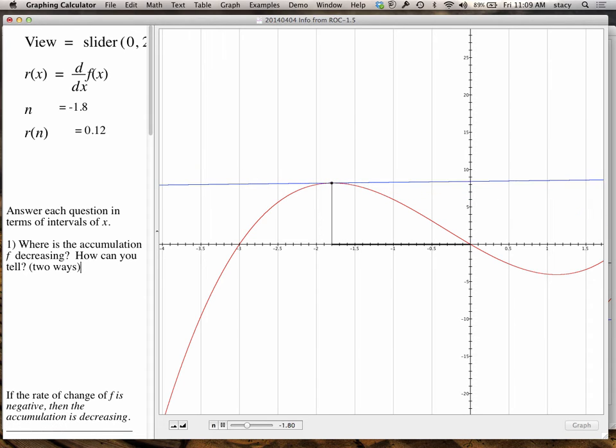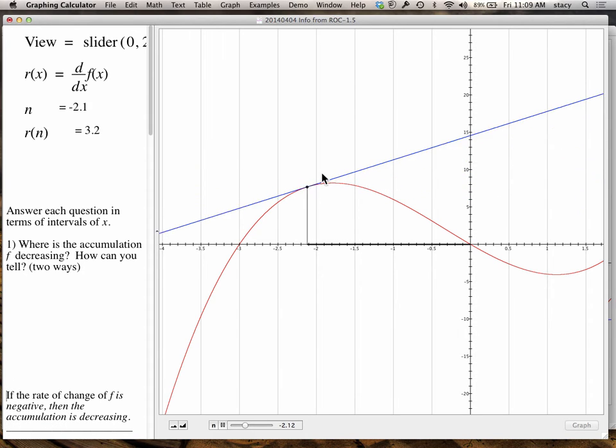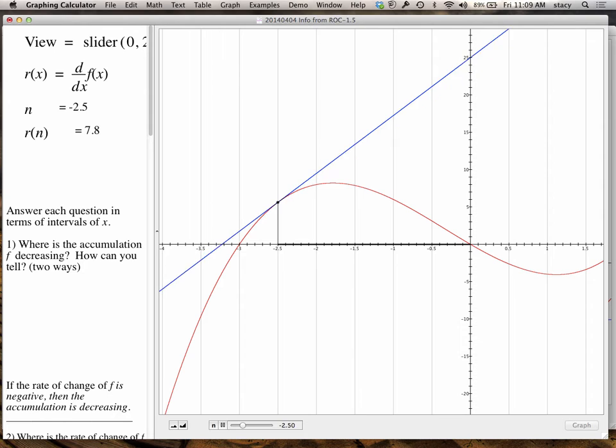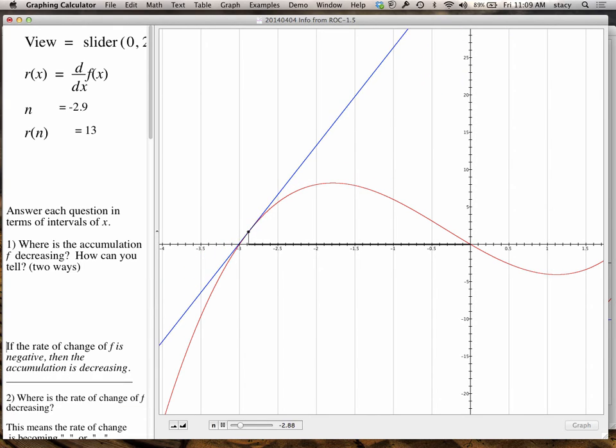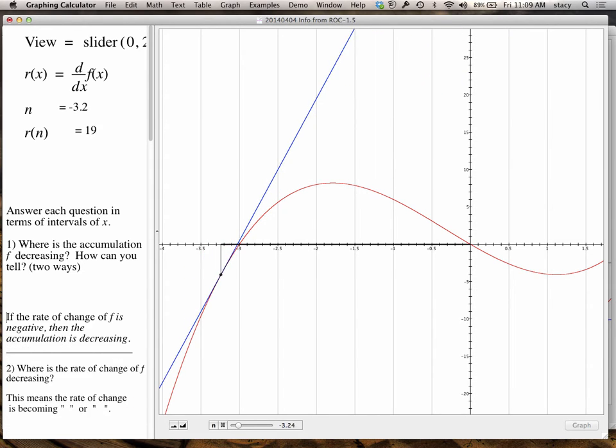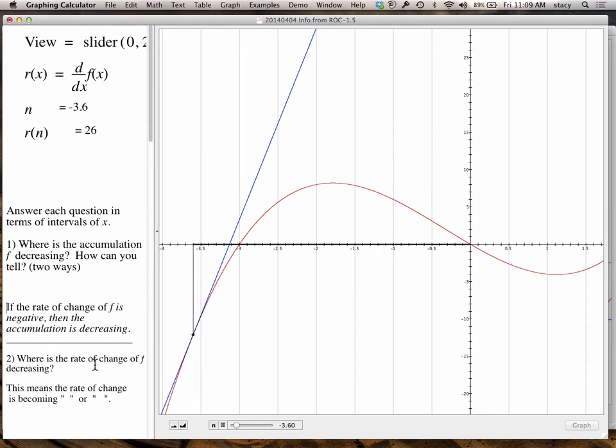I think I typed that in already. So if the rate of change of F is negative, then the accumulation is decreasing, okay? I only wrote down the calculus way, because the other way, I feel like you got that, right? Or should I type it down? You want the other way too?